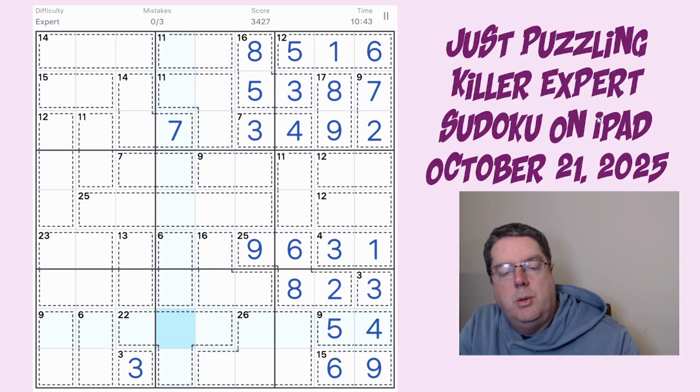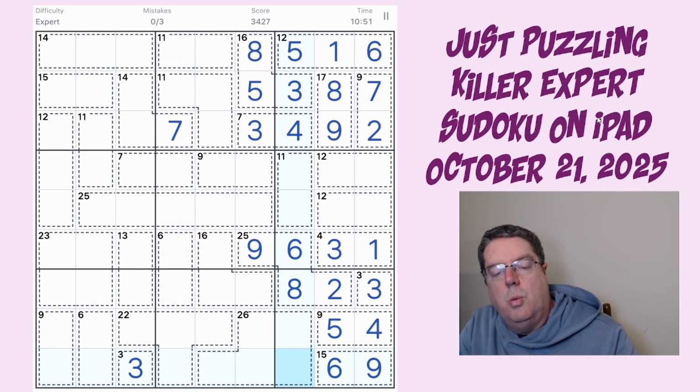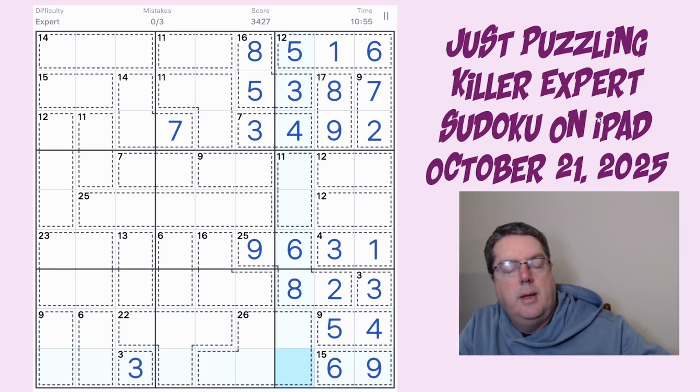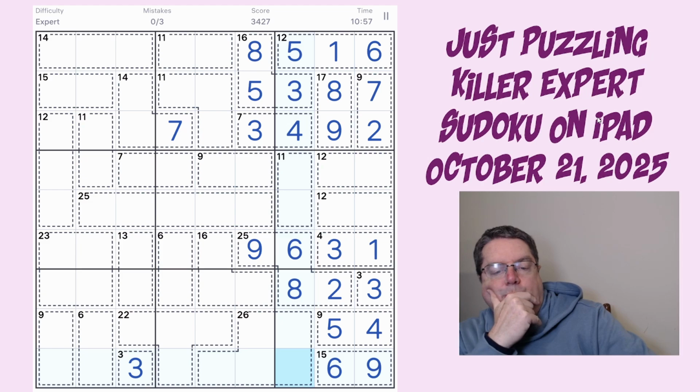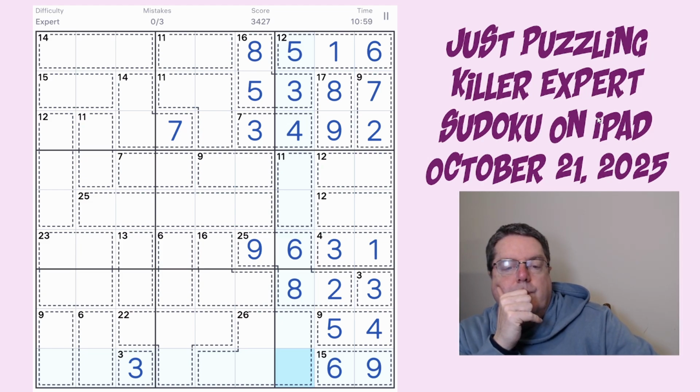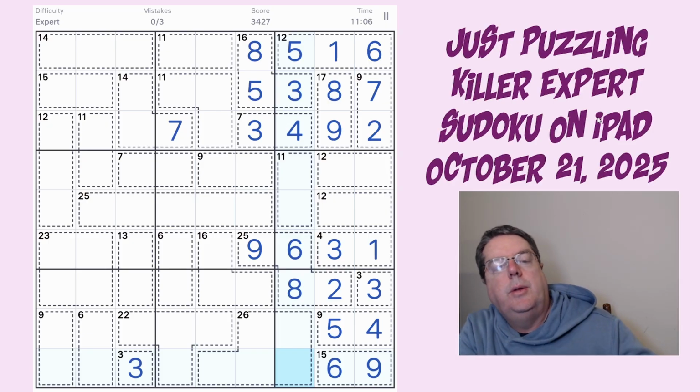Alright, so 3 is one of these two. 4 and 5 are there, 1 and 2. So that's really interesting. And 1 is in here. 1 and 7 is in there. And 9. So this is going to be 9 and 6.